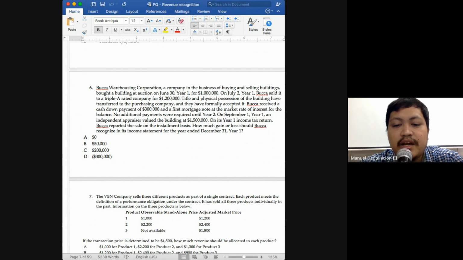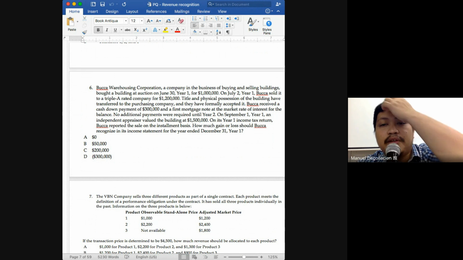And number 2, title to the asset has already transferred. And number 3, physical possession has already transferred as well. Basically, the risks and rewards of ownership have already transferred to the customer, and the same has already been accepted by the customer. So here, we can recognize the revenue the moment that we have already transferred the property.